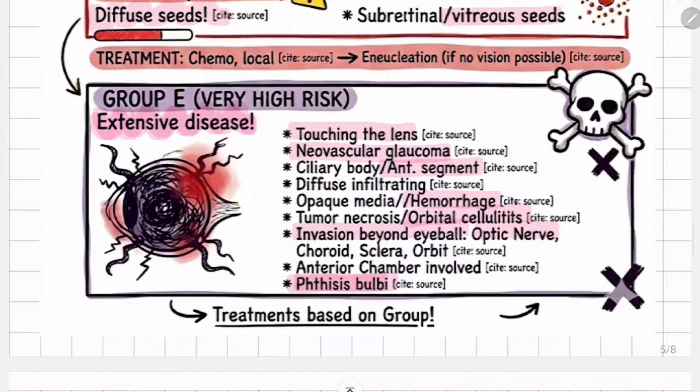Now coming to group E, which is very high risk. It is an extensive disease. It can touch the lens, and there can be neovascular glaucoma, anterior segment involvement, massive vitreous hemorrhage, orbital cellulitis, invasion beyond the eyeball to the optic nerve and choroid, and there can also be phthisis bulbi.